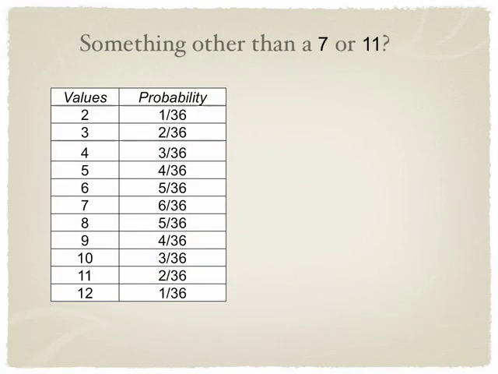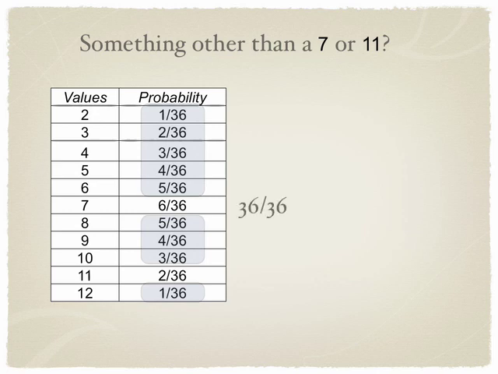Something other than a 7 or 11. We could go through and add up all the possibilities of all rolling something else, which is the values on the left-hand side. Or we can take the complement.